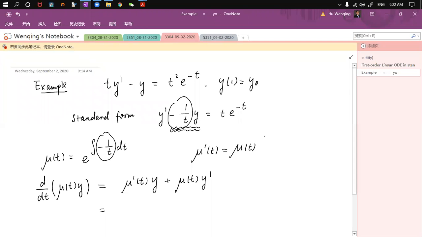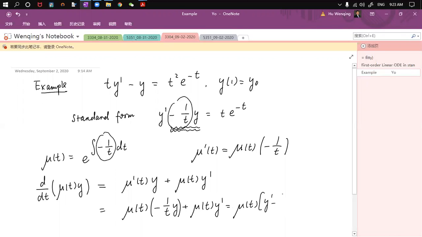So it's going to just recover the -1/t factor as in the integrand. As long as you have this, you can see that this is mu of t multiplied by -1/t of y, plus mu of t of y prime. So indeed, you come up with mu of t multiplied by y prime minus 1/t of y. And what is y prime minus 1/t of y? It is given, right?